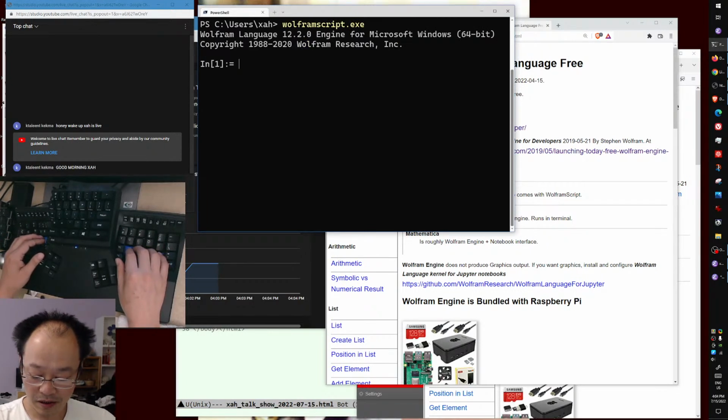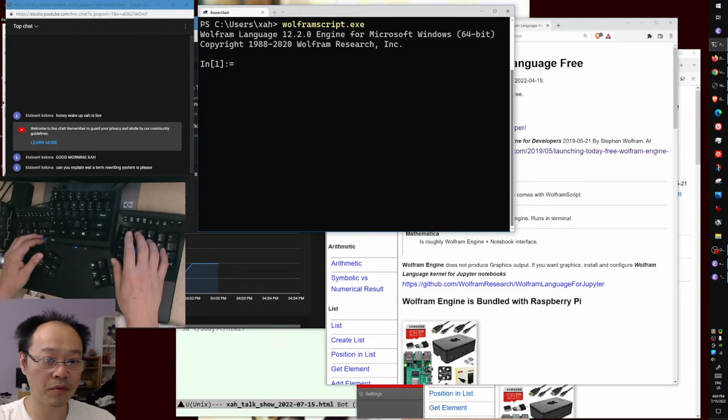So let me demo something different from yesterday. This is going to be about an hour, 50 minutes or something. So input one, let's do something. Okay, so let's say Nest. We want a nest function f applied to x 3 times.